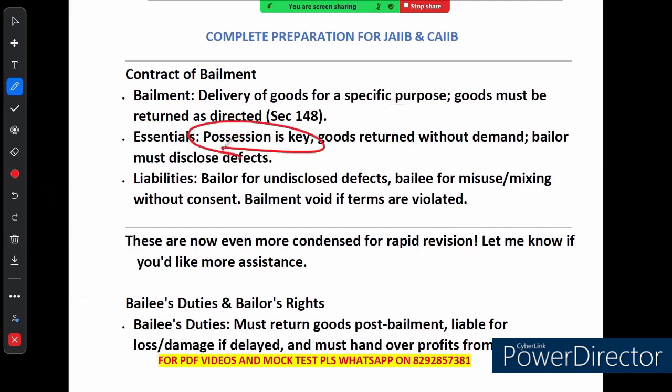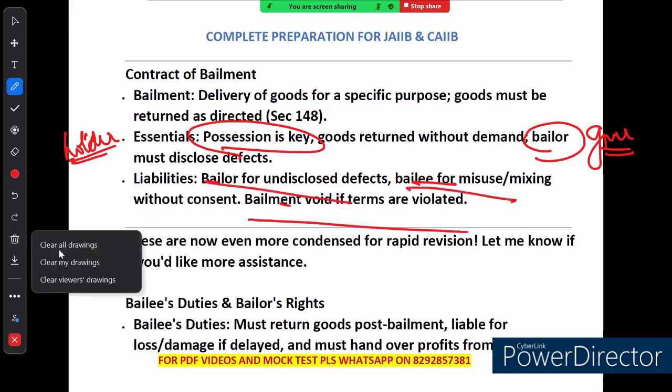The bailor means whom? Bailor means giver. The bailor must also let the bailee, the holder, know of any kind of defect. So disclosure of defect is a must. Both the bailor and bailee have responsibility. The bailor is liable for a hidden defect, while the bailee must not misuse the goods. Bailor for undisclosed defects, bailee for misuse; bailment is void if terms are violated.